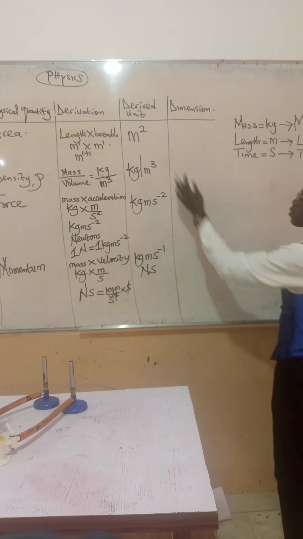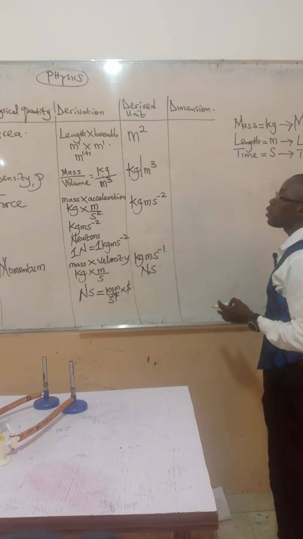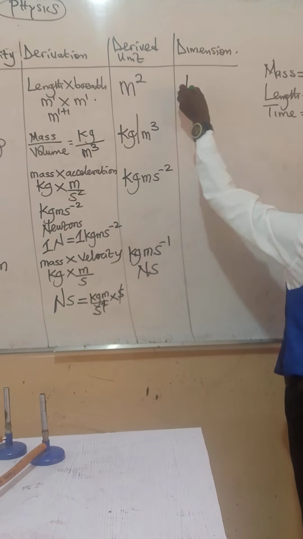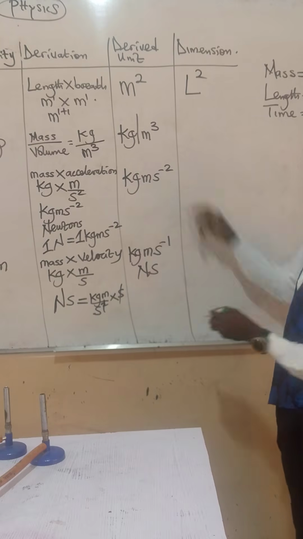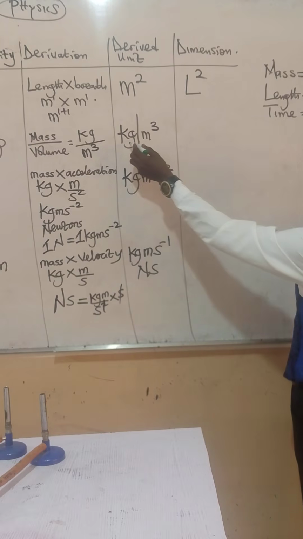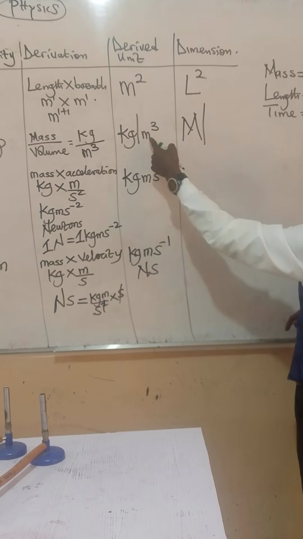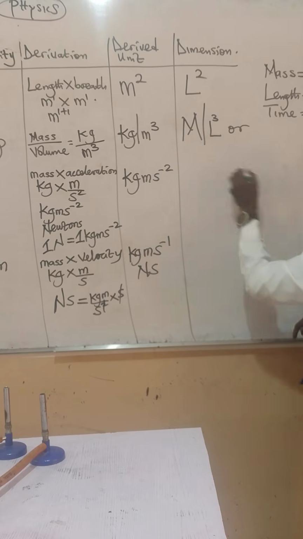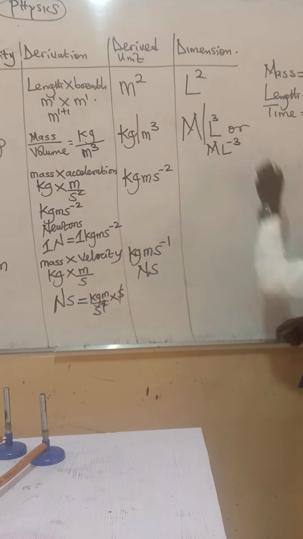So come back to this table. Let's quickly give dimensions to these 4 derived quantities. For area, meters squared means L twice. Then here you have kilogram per meter cubed. Kilogram represents mass, and that is capital letter M, over meter, which here is L 3 times, or you can write this as M L raised to power minus 3.